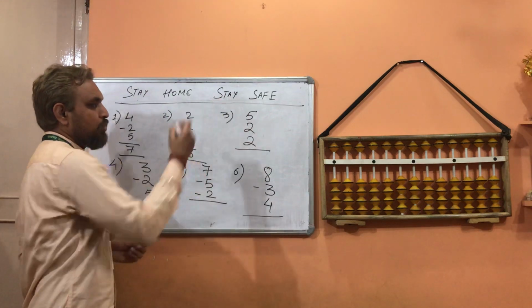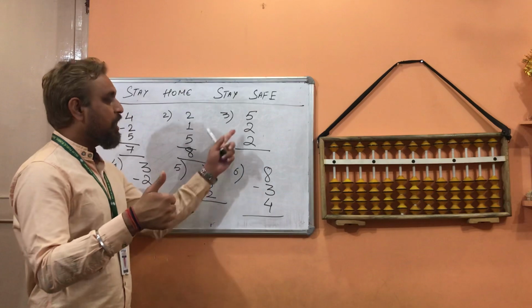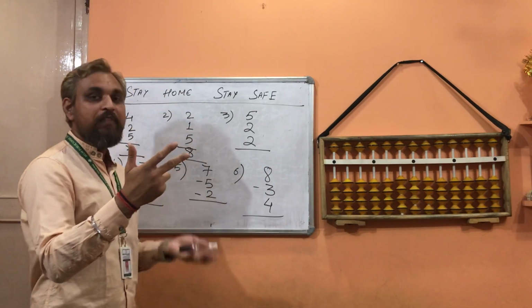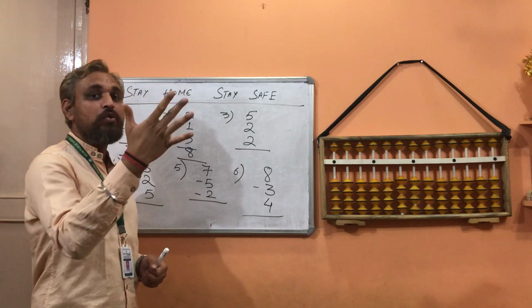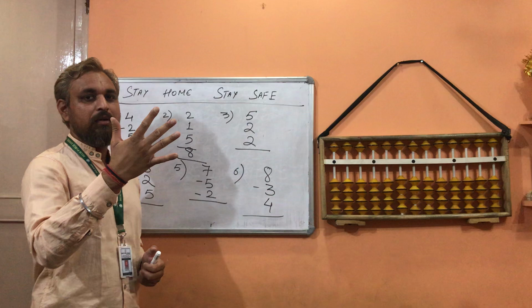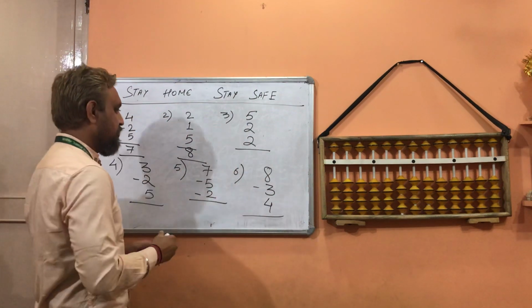Nice. Let's do this. 5. Then we have to bring 2. 1, 2. Then again we have to bring 2. 1, 2. So the total is 5 or 9? Correct. This is 9. 5, 6, 7, 8, 9.